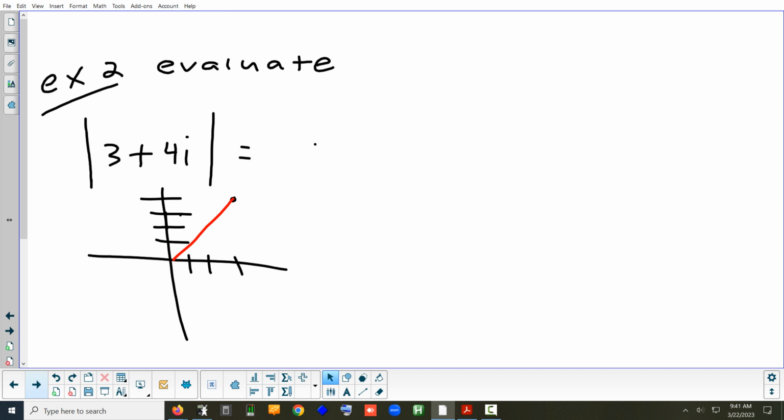The square root of 3 squared plus 4 squared. So you're just using distances. Don't use the i. The i just means you went up or down. All I care about is how much up or down. It's 4. So 3 squared plus 4 squared. Okay. And what do you get when you simplify that?